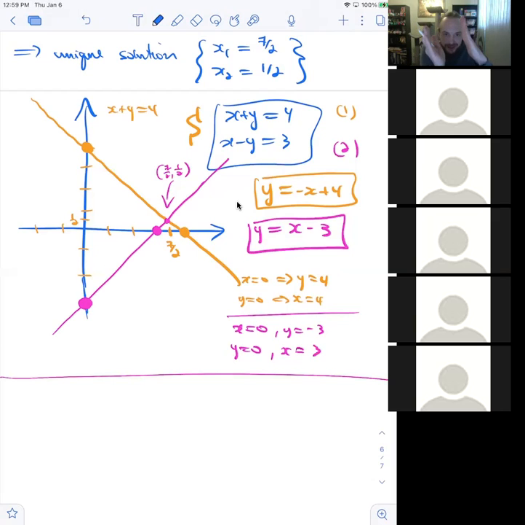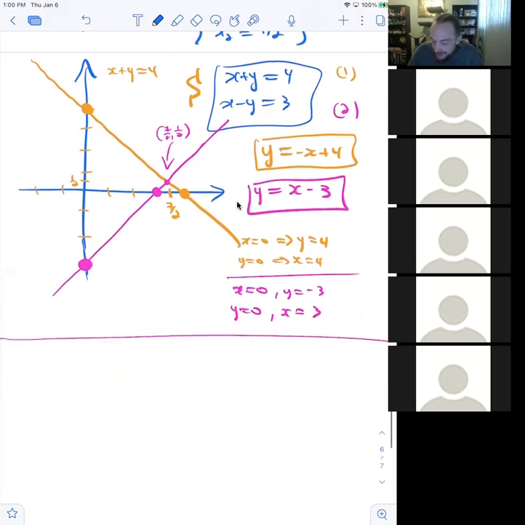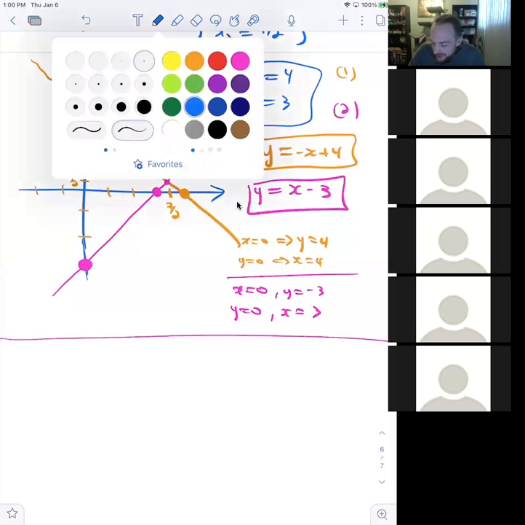When the lines are parallel, there can be no solution. That's what we're going to get in 2 dimensions. Lines that are parallel or multiples of each other can never intersect. And when we get the same equation and we only give them one, we'll have infinitely many solutions. That's 3 cases.